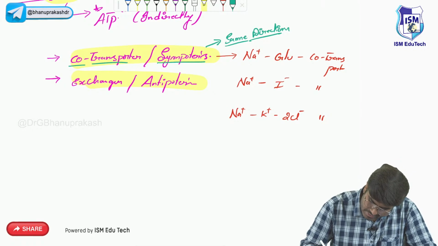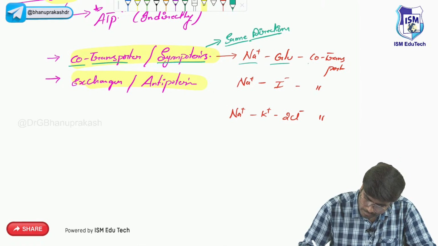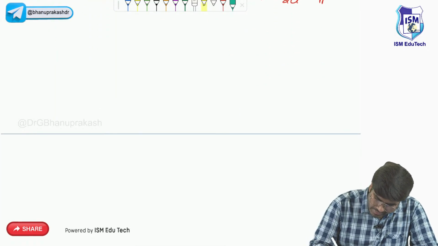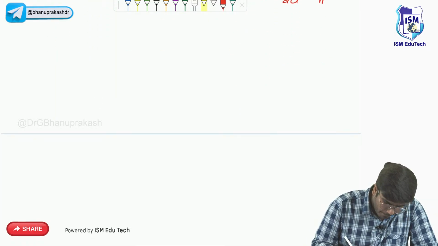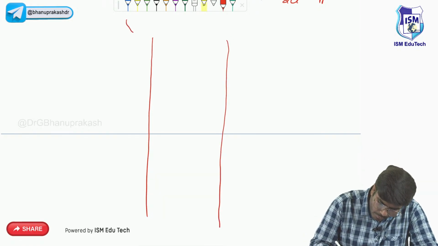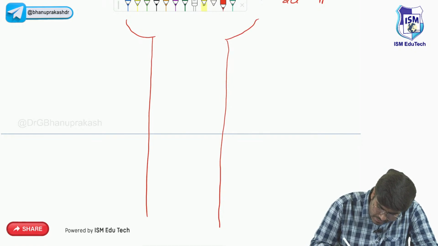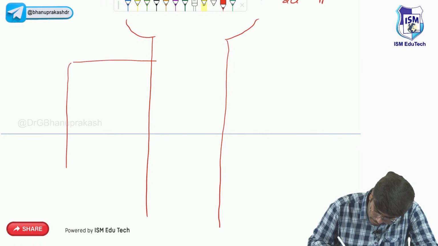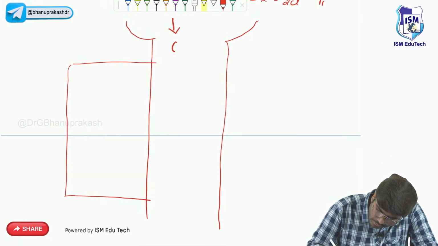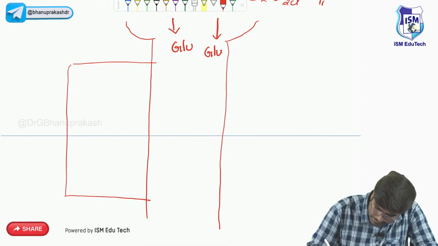For example, first let's talk about sodium-glucose co-transport. Where exactly is the sodium-glucose co-transport happening? Now let's see. This is the proximal convoluted tubule. I am talking about a nephron now. Here will be the Bowman's capsule, you all know. Now, this is a proximal convoluted tubular epithelial cell. Glucose will be filtered or not? Glucose is being filtered.